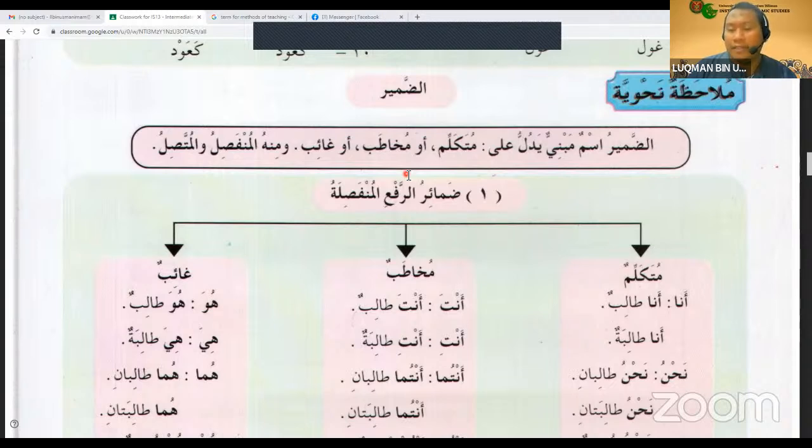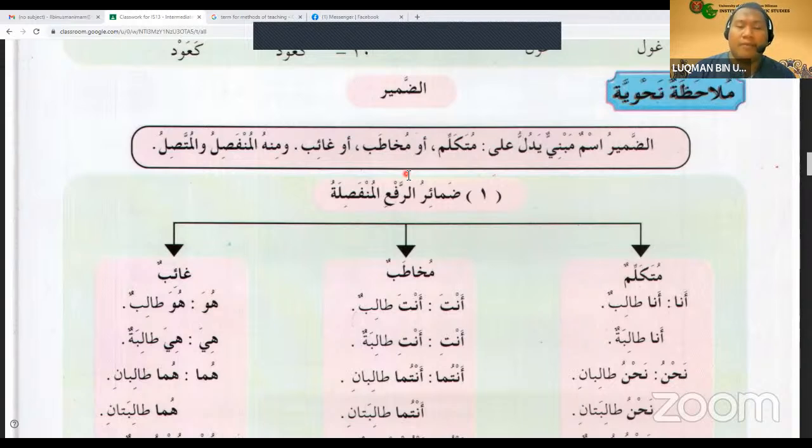So ضمير is a noun, no? Ism mabniyun. So it's fixed, meaning its ending doesn't change. The vowel ending doesn't change. It's already fixed. It's static. Yadullu ala, it denotes or it indicates mutakallim, first person, the speaker. Aw mukhatabin, the receiver, second person. Aw ghaibin, or third person. Wa minhul munfasil wal muttasil.